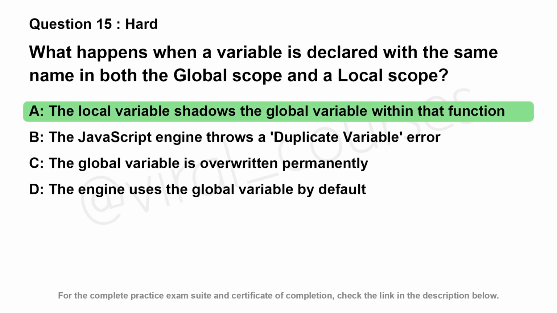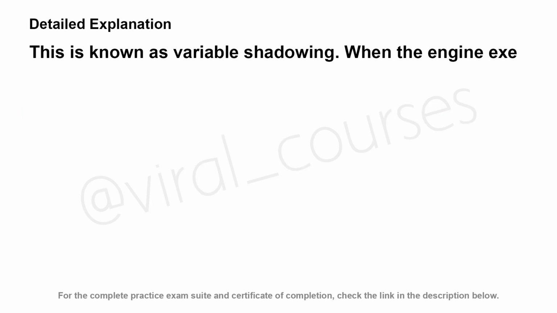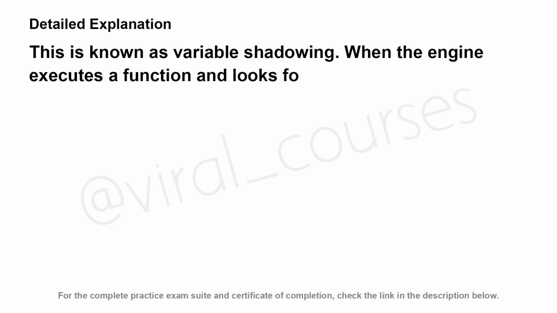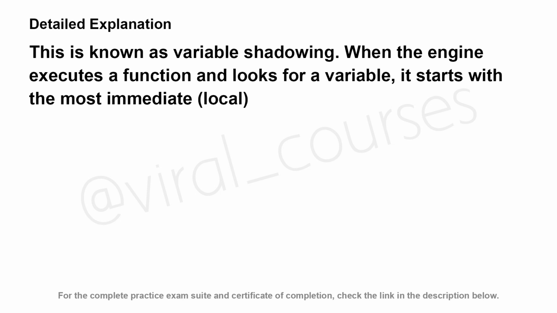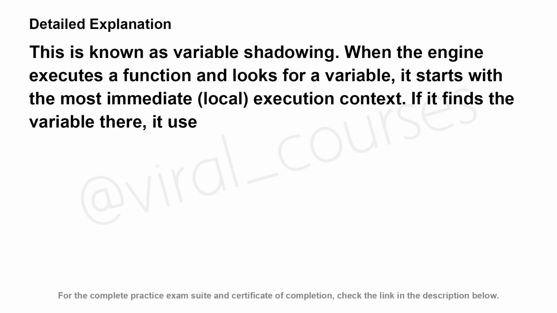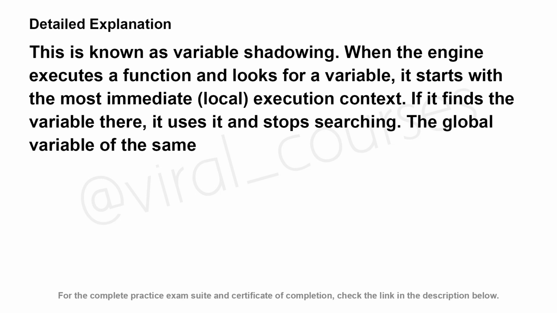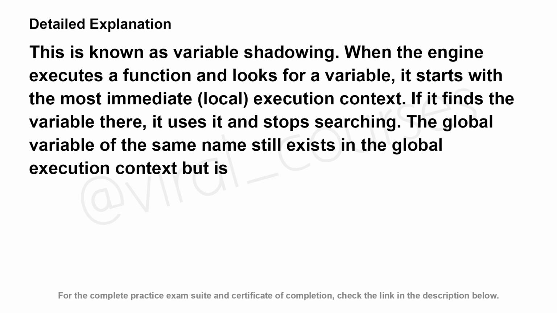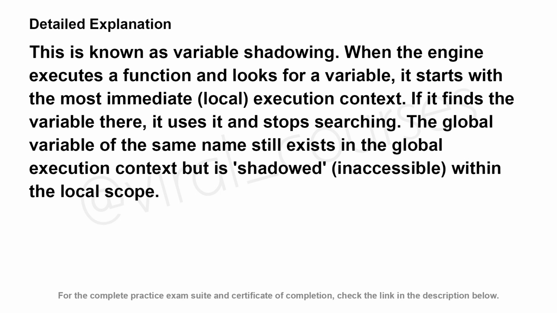The correct answer is A. This is known as variable shadowing. When the engine executes a function and looks for a variable, it starts with the most immediate, local execution context. If it finds the variable there, it uses it and stops searching. The global variable of the same name still exists in the global execution context but is shadowed, inaccessible, within the local scope.